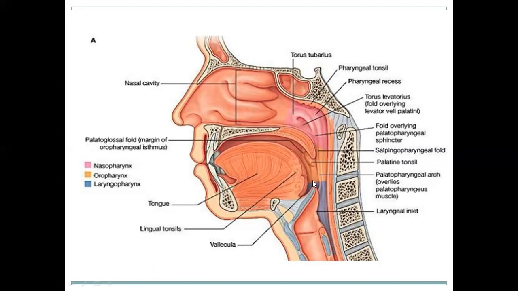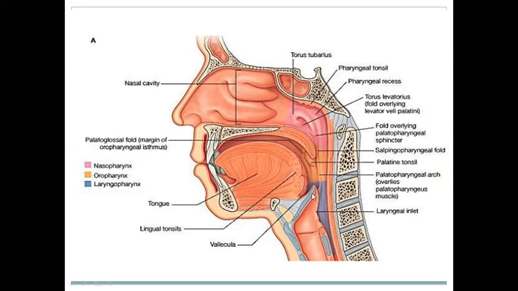It contains the lingual tonsils. These are the palatoglossal folds, and these are the palatopharyngeal folds. In between the two folds, we have the palatine tonsils. The palatoglossal folds on each side form the oropharyngeal isthmus, or oropharyngeal boundary, between the oral cavity and the pharynx. And these palatine tonsils are present in the lateral wall of the oropharynx.